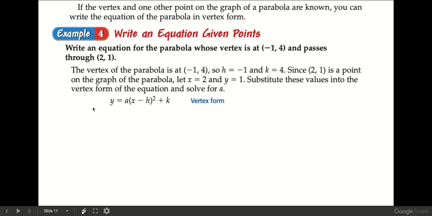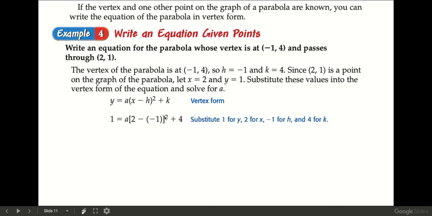So again, here's our vertex form. We know that h and k are our vertex. So here's our h, where we'll put negative 1 in. Our k, we'll put 4 in. And since they gave us a point that goes through our parabola, this is just an x and y value. So we can put 2 in for our x value, 1 in for our y value, and so all we'll be left with is the a variable, which we can solve for.